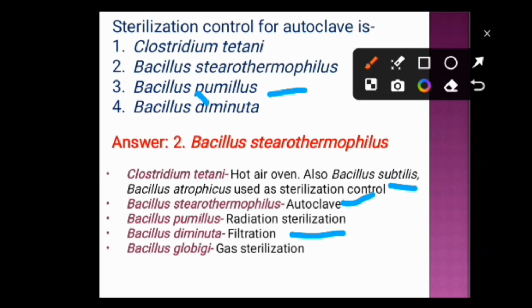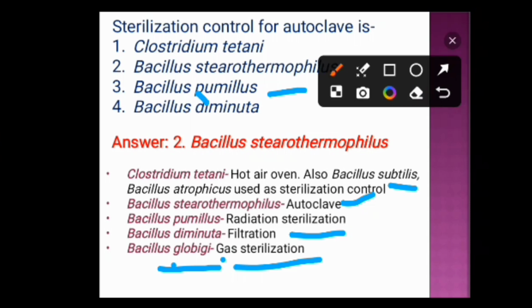Bacillus diminuta is the sterilization control, whereas Bacillus globigii is the sterilization control for gas sterilization. G for globigii, G for gas. Thus, you can remember that Bacillus globigii is the sterilization control for gas sterilization.